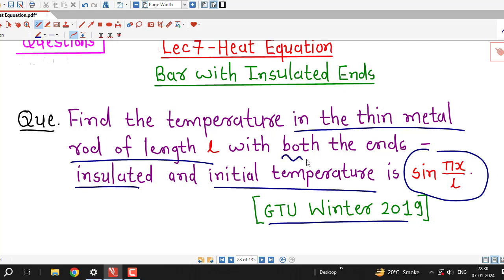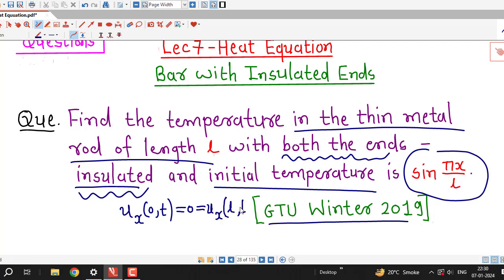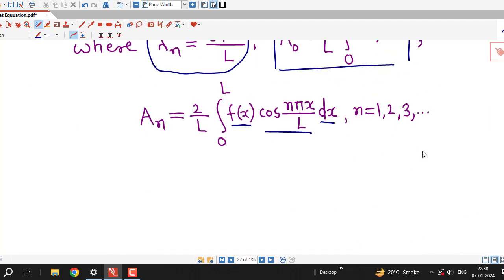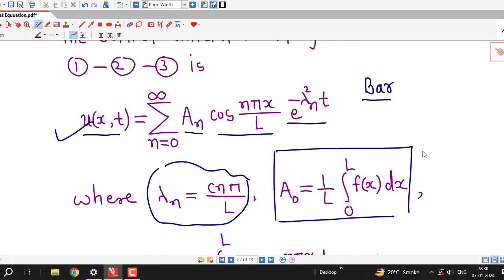So here they have specified that both the ends of the metal bar are insulated. That means we have boundary conditions del U by del X is 0 at both the ends. Here bar is of length small l, so here we write del U by del X at L comma T. So we have this type of boundary conditions. Initial temperature is given by this function f(x), which is sin pi x divided by L, and here we will apply this formula and decide this a0, an, lambda n, and then substitute them into this equation.